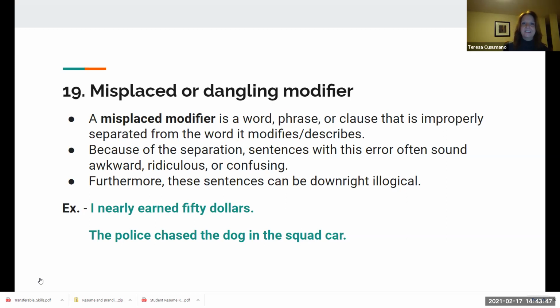So the second is a dangling modifier. And a dangling modifier is usually at the end of a sentence, and it can make the sentence sound awkward, it can sound confusing, or sometimes it could just sound downright ridiculous. So if you look at the example, the police chased the dog in the squad car. The way this sentence is written, it looks like the police are running after a dog who is driving the police car, right? So you need to clarify, in the squad car, the police were chasing the dog, right? Or driving the squad car, the police were chasing the dog. So that way it's very clear of who is actually driving the car.